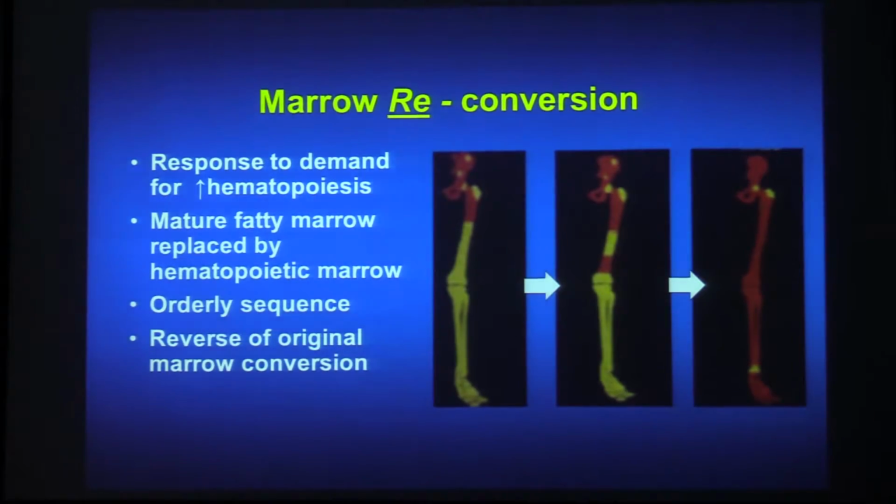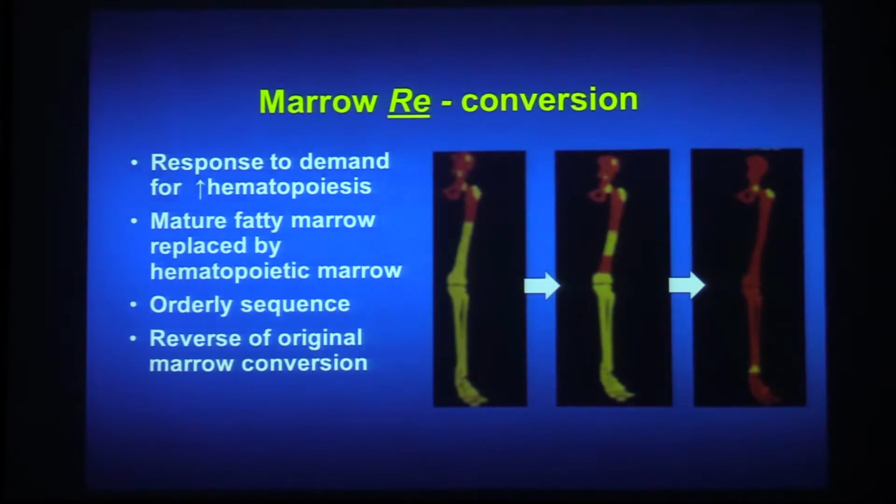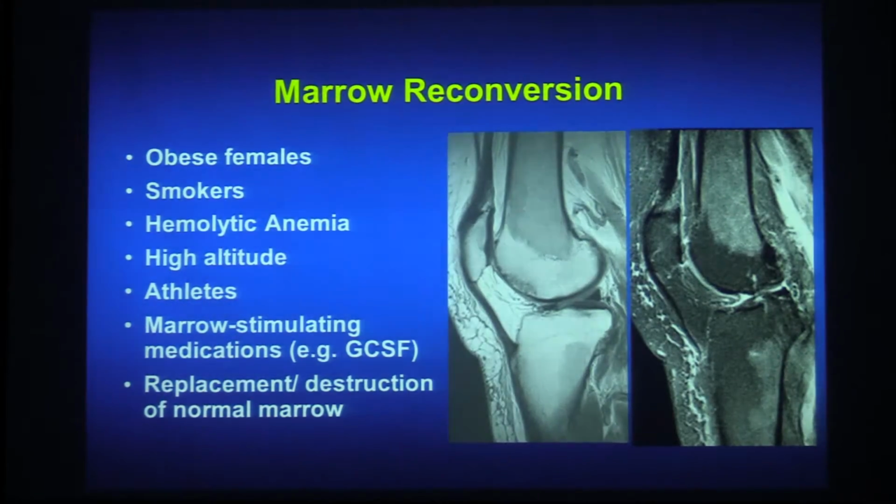And remarkably, one of those amazing physiologic things, that reconversion from mature fatty marrow to red marrow occurs in the same sort of orderly sequence, in reverse of the conversion we were just looking at. So when do you see marrow reconversion? And sometimes it's retention of the red marrow. You see it in obese females, in smokers, in patients who have hemolytic anemia. You see it at high altitude.